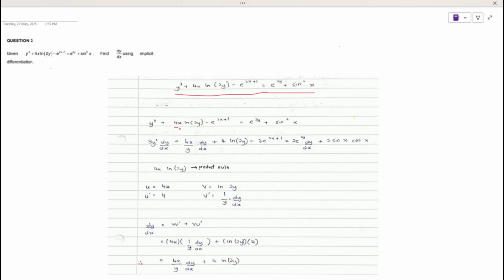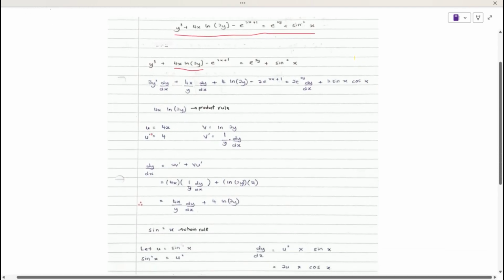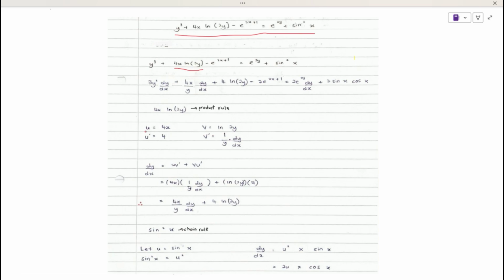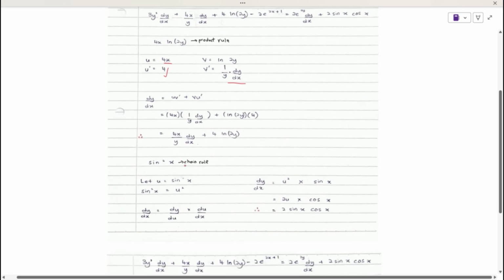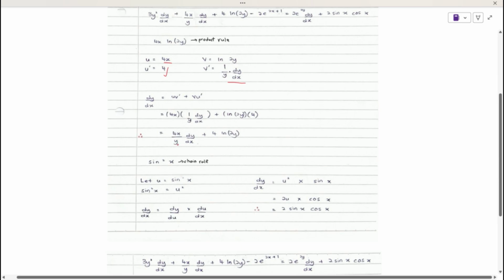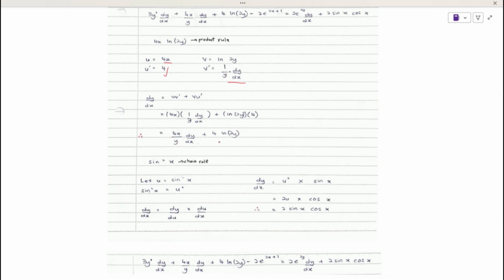So for the next term, which is 4x ln 2y, we need to use the product rule since it's a product of two parts. So for this, we need to identify which one is u and which one is v. For u, we get 4x. If we differentiate 4x, we will get 4. And for v, we get ln 2y. If we differentiate ln 2y, we will get 1 over y dy dx. So when we apply the product rule on it, we will get 4x over y dy dx plus 4 ln 2y.